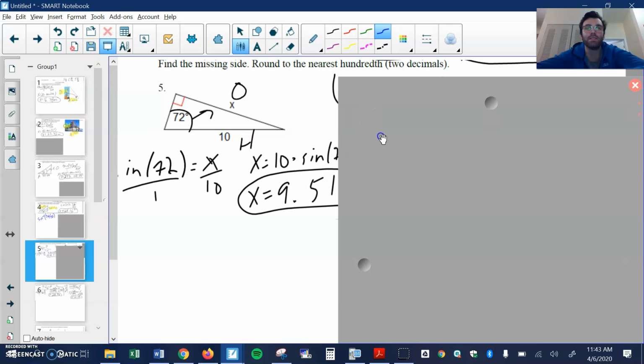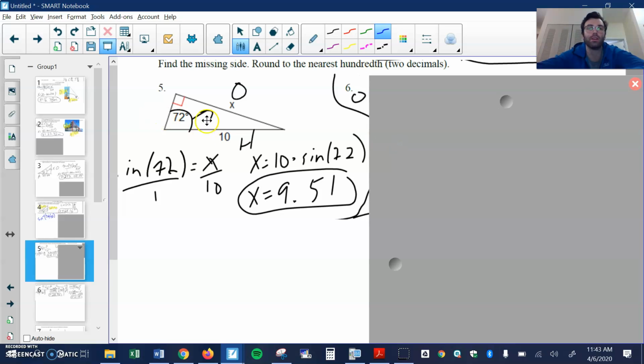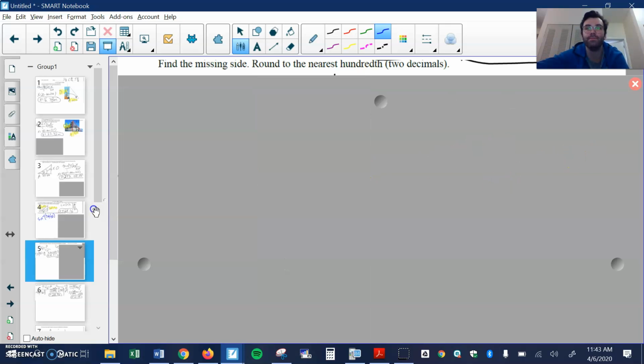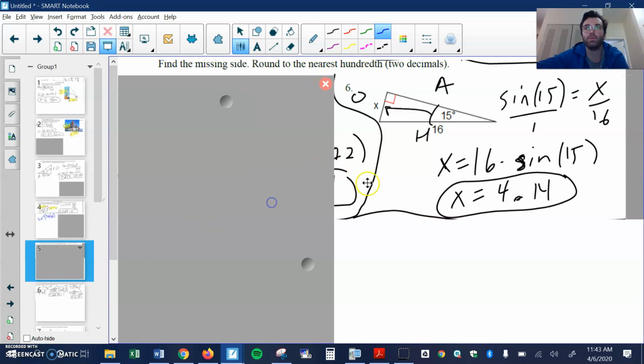So I went over 5, find the missing side. What I did was take my angle as my reference angle, labeled the opposite, labeled the hypotenuse, knew that I had O and H, so that meant sine of 72. Sine of my angle is O, which is X, over H, which is 10. Numerator means I'm going to have to multiply. So 10 times the sine of 72 to get 9.51. Next one, another sine. O, H, sine of my angle 15, X over 16, so I just multiply to get 4.14.